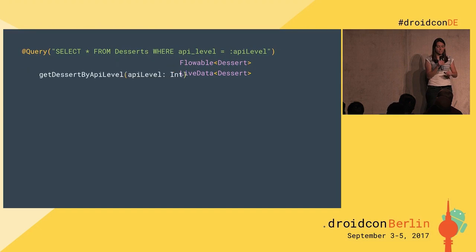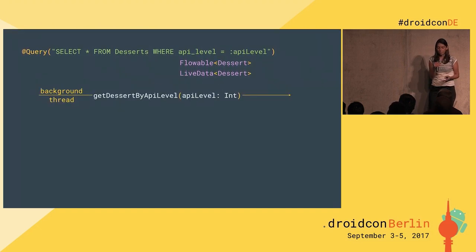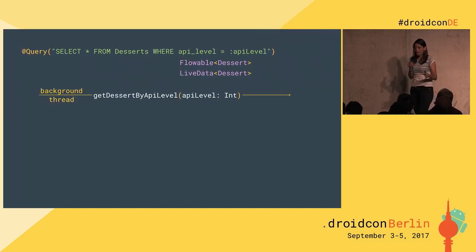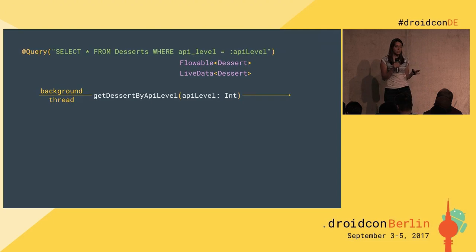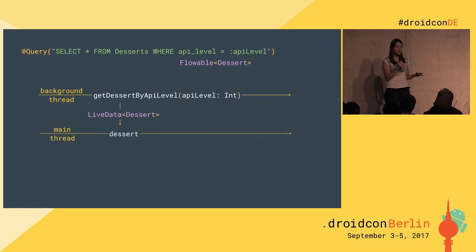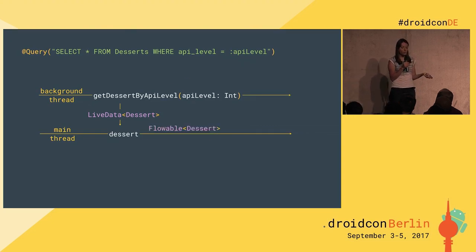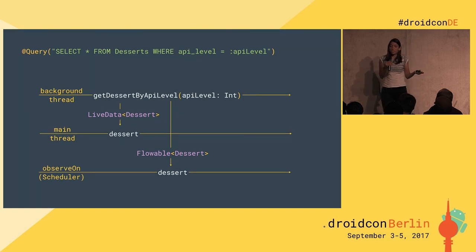Okay, let's talk about the threading part, so where things happen. One thing that Room guarantees for you is that both, if you're using a Flowable or a LiveData, the actual query itself is happening on a background thread. But then if you're using a LiveData, the result will be given on the main thread. So you'll be notified on the main thread. With RxJava, you're just going to get the result on whatever you set on observeOn.